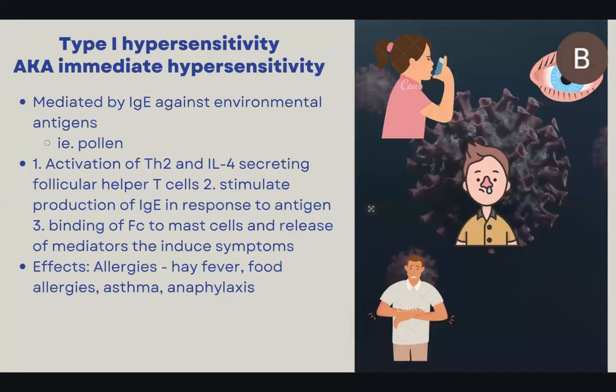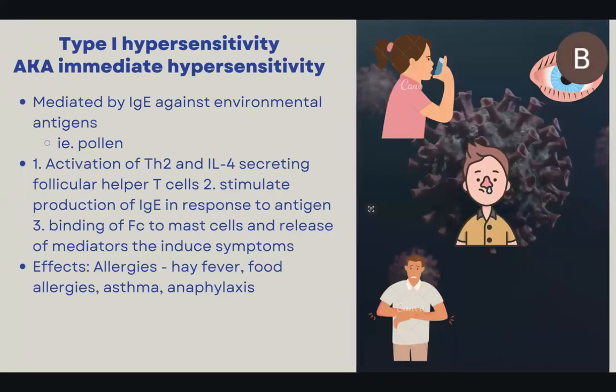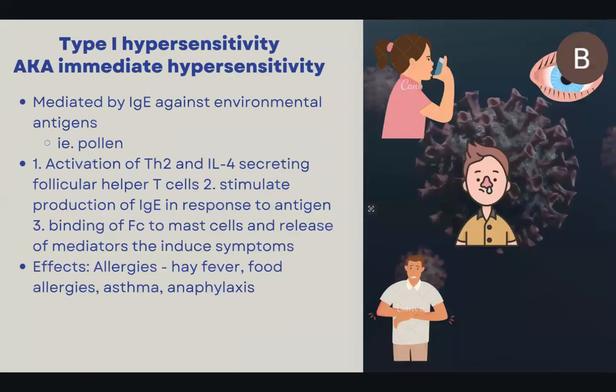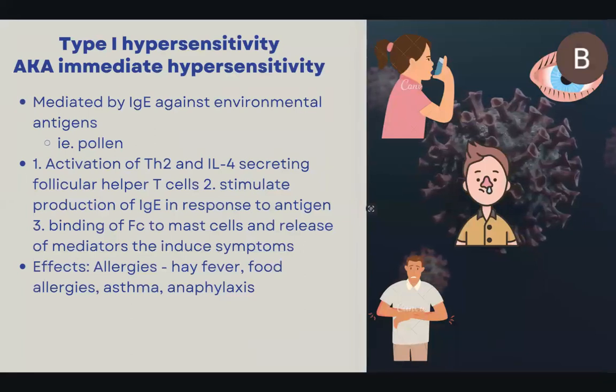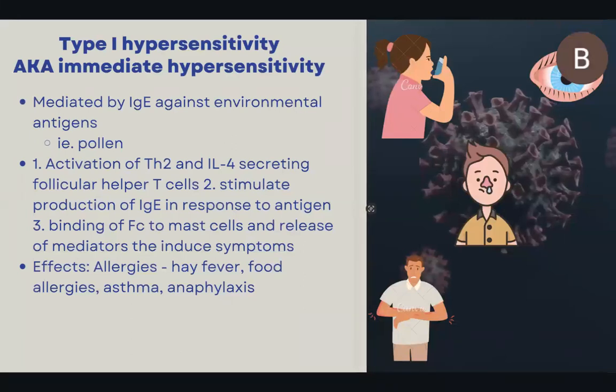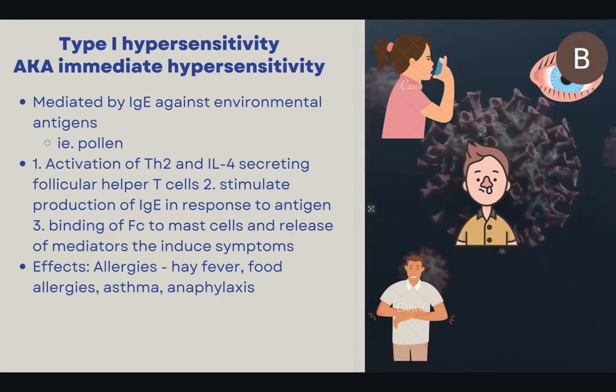Now, let's get into type 1 hypersensitivity, also known as immediate hypersensitivity. This reaction is mediated by immunoglobulin E antibody against environmental antigens such as pollen. The sequence starts with activation of T helper 2 and interleukin 4 secreting follicular helper T cells. It then stimulates production of IgE in response to the antigen, and then it binds to the Fc epsilon receptor on mast cells, causing release of mediators that induce the allergic symptoms. The effects are allergies like hay fever, food allergies, asthma, and anaphylaxis.